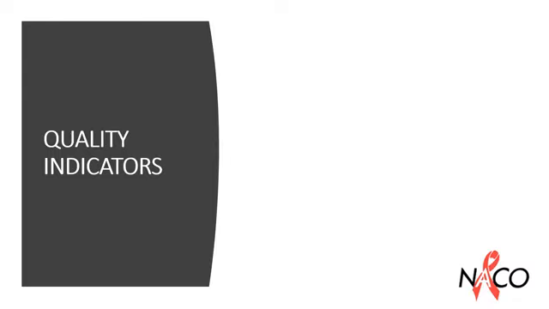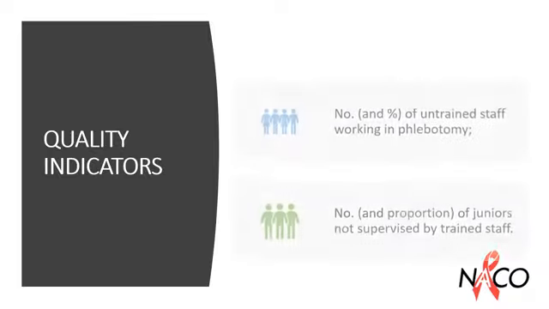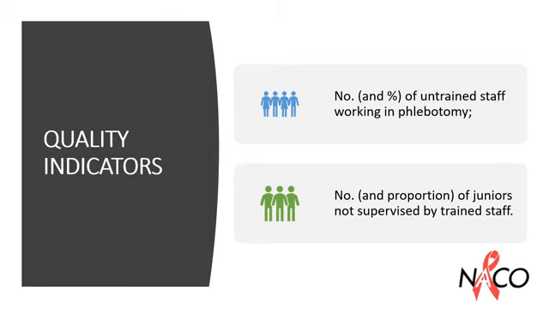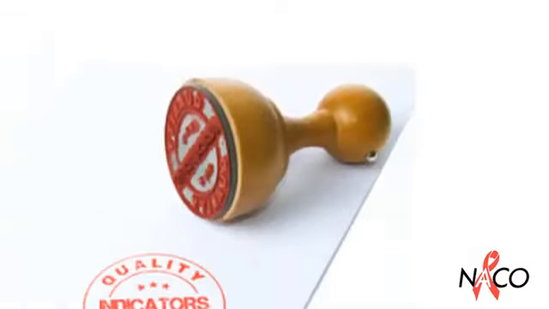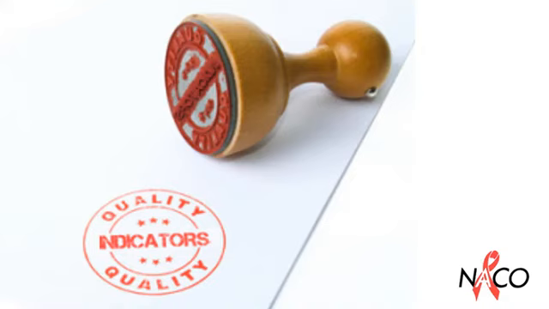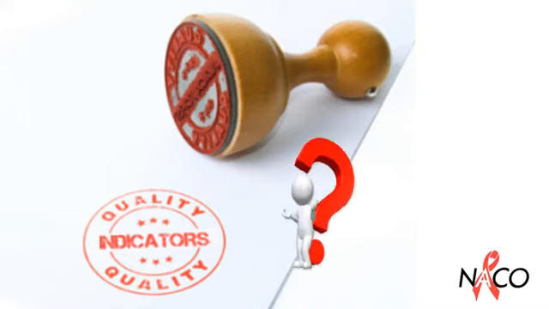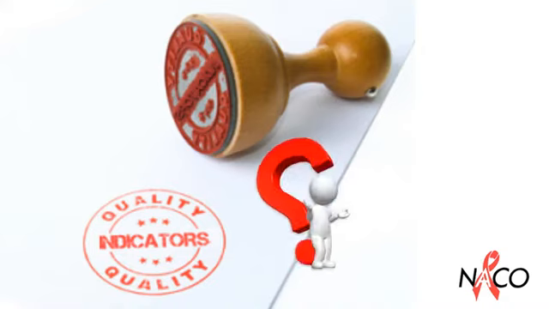Since training is an important part of pre-analytical processes, monitoring the same is necessary through quality indicators like number and percentage of untrained staff working in phlebotomy, number and proportion of juniors not supervised by trained staff. Now that you have an understanding of quality indicators and its importance, how will you implement the same in your laboratory?